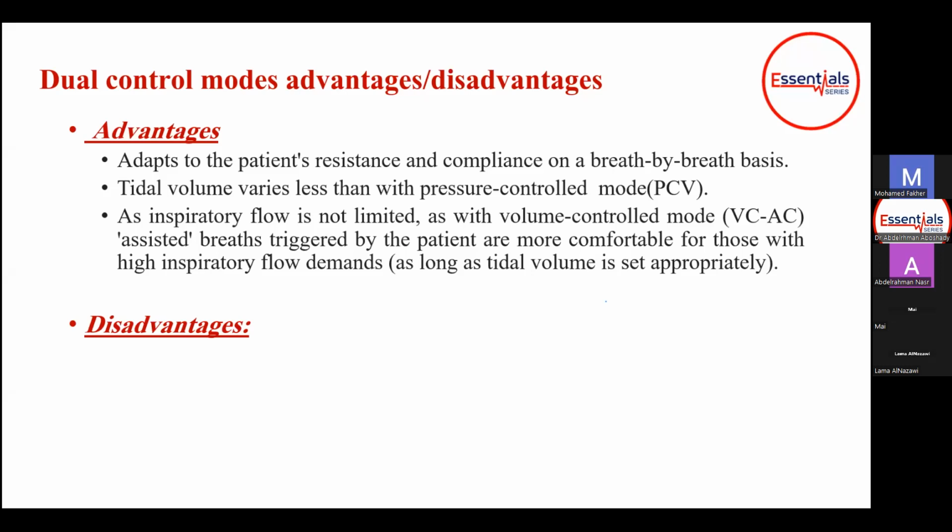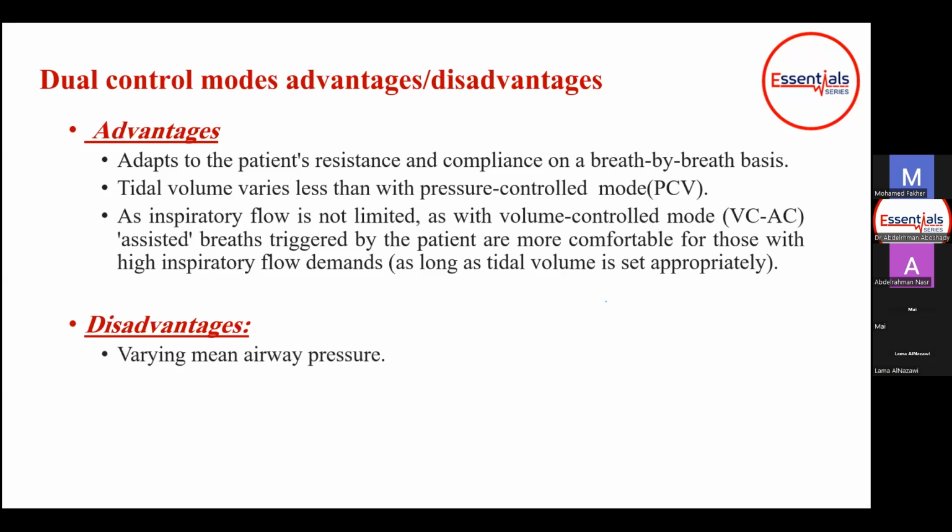Inspiratory flow is not limited like in volume control modes. You let the patient choose his own inspiratory flow pattern. It's a decelerating flow pattern, but the patient chooses his flow rate by himself. So if the patient can trigger and has high inspiratory flow demands, it would be more synchronous to give him a dual control mode rather than the volume control mode. So actually it gets some advantages from the pressure control modes and some advantages from the volume control modes. That's why they refer to it as dual control, although not being truly dual.